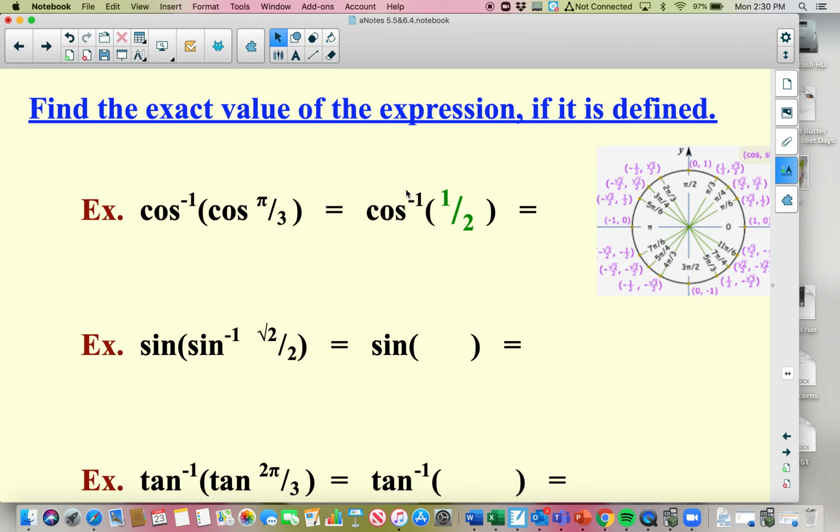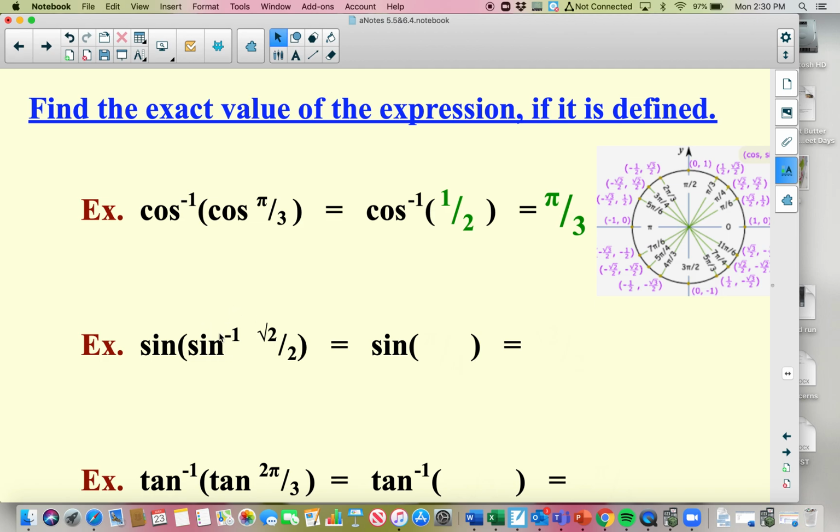And now inverse, you got to think about your restrictions. So cosine is restricted to quadrants 1 and 2. And it's positive, so I know I'm in quadrant 1. And what angle has a cosine value of 1/2? And that would be pi over 3. So note we just kind of started at pi over 3, ended at pi over 3, which doesn't always happen. You will see. Okay, second one, you're doing the inverse sine of square root of 2 over 2.